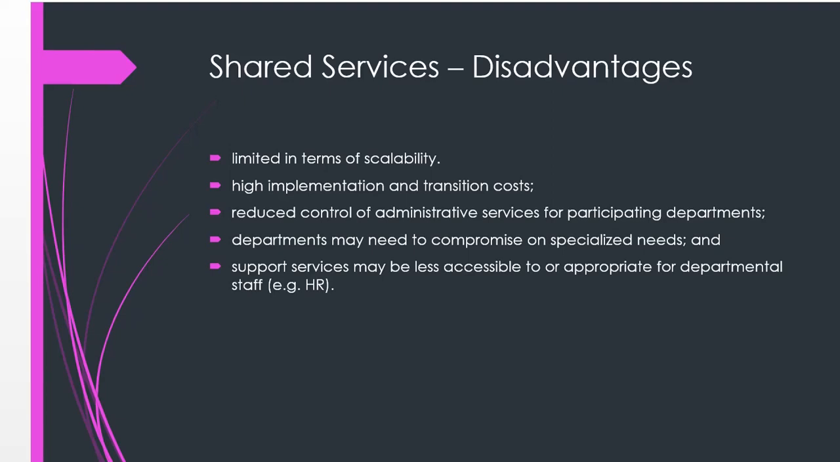The other disadvantage is that departments may have to compromise on what they need. So if you need certain operations or certain systems or certain ways of configuring your network, you may not be able to do so because you have to adhere to a certain framework within the shared services architecture.